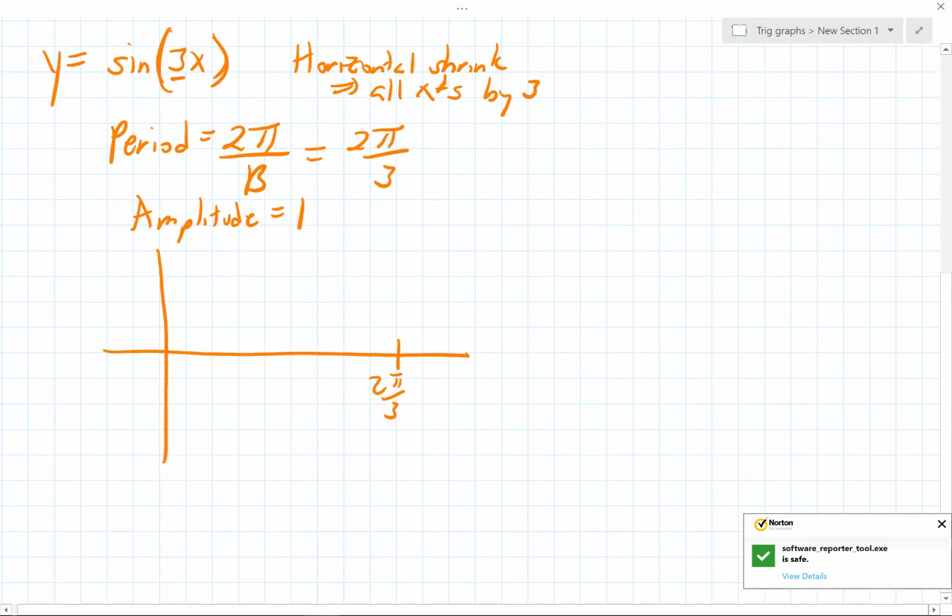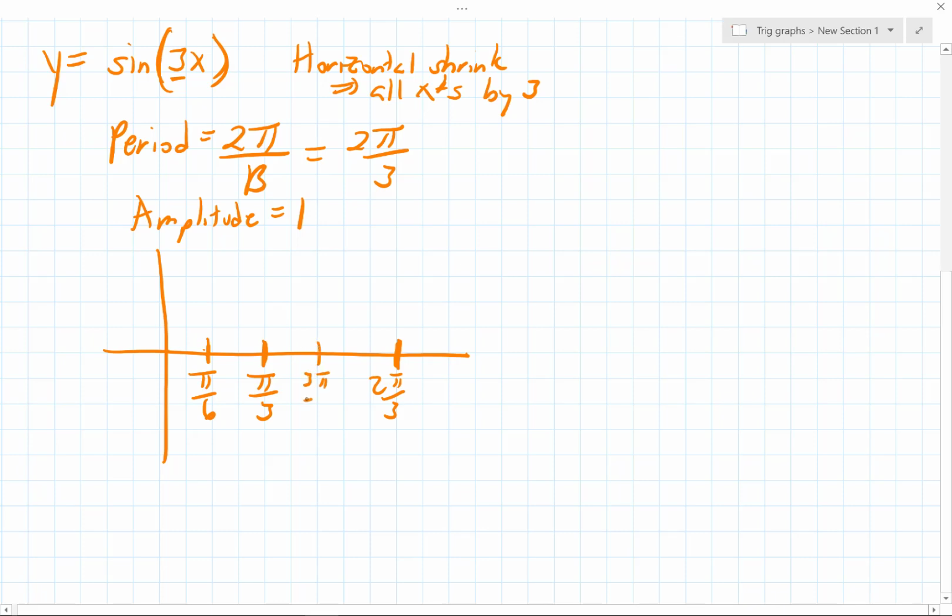And so if I just slice this, if I end at 2 pi thirds, in the middle I'm going to be at half of that, at pi thirds. And in the middle of that, if I divide pi thirds by 2, I get pi sixths. So my increments are pi sixths. So it's 1 pi sixth, 2 pi sixths, 3 pi sixths, 4 pi sixths, which will be the 4 important parts of my graph.